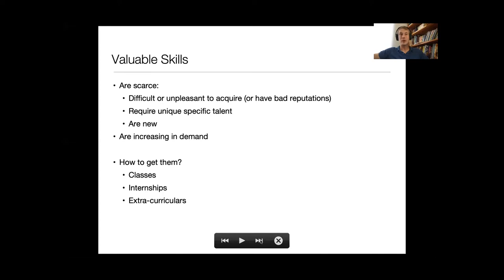Sometimes skills are scarce because they require unique or specific talents, right? And sometimes skills are scarce because they're brand new. Data science and computer science sort of fit into this, right? In the data science case, a computer that could run a basic linear regression, which is kind of the workhorse model in statistics, you couldn't buy one of those as a student until kind of the late 90s very easily, right?